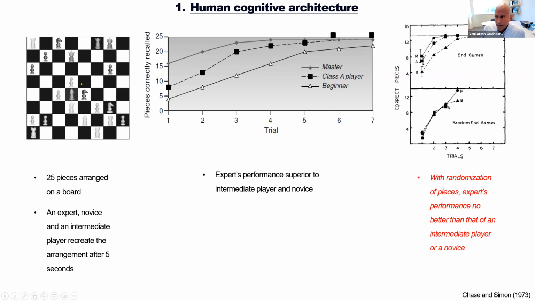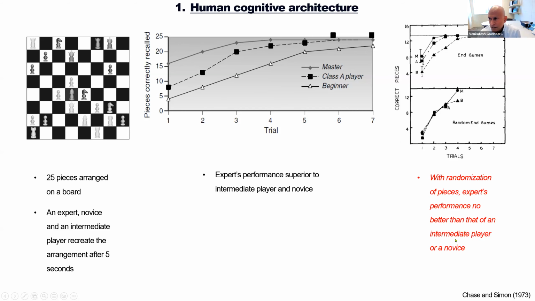When the same pieces were randomized, that is, this configuration was not from some past game, but the pieces were randomly arranged, then the advantage the expert had over the intermediate player and novice completely vanished. In other words, with randomization of pieces, the expert's performance was no better than that of the intermediate player and novice. So studies like this clearly showed that even chess grandmasters, their visual spatial memory was no different than that of an average person. Okay, so if so, what is the secret of Magnus Carlsen's expertise?